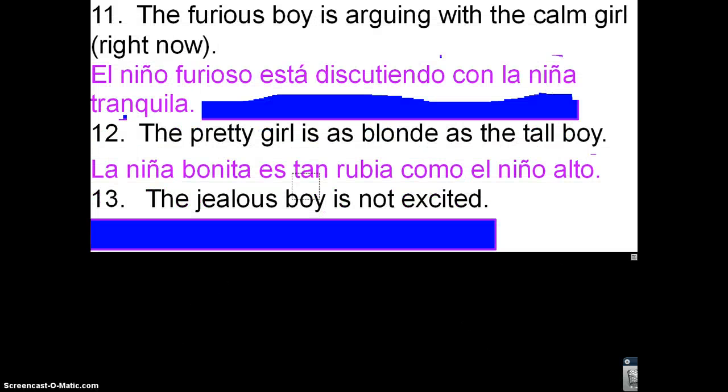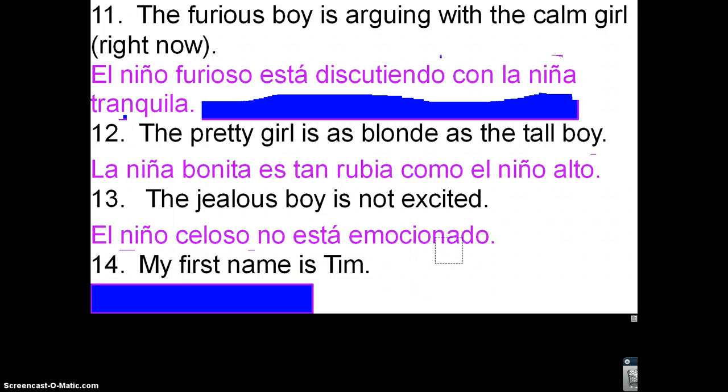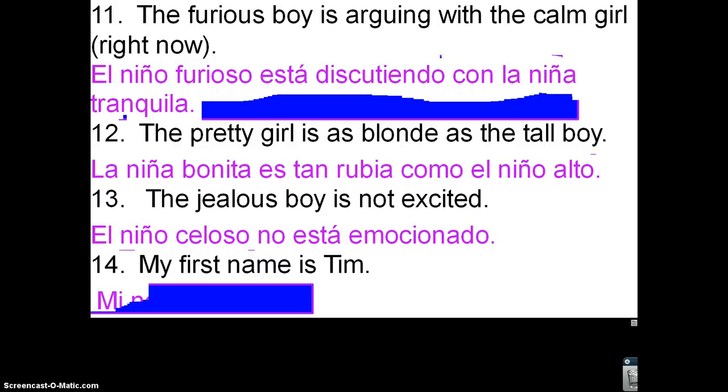Number 13, the jealous boy is not excited. The jealous boy, the boy jealous, el niño celoso. Whenever you say is not, you have to put no in front of your verb. So no, excited is a feeling or emotion. Está emocionado. 14, my first name is Tim. Mi nombre. This is a relatively permanent thing. You're probably not going to change your first name too often. So ser, the right form would be es, Tim.